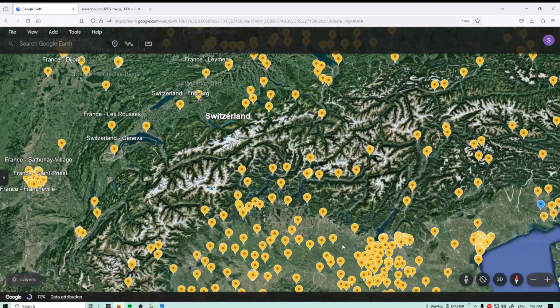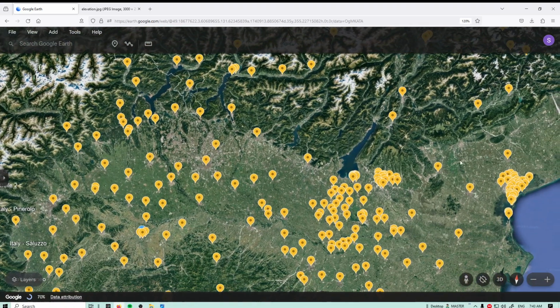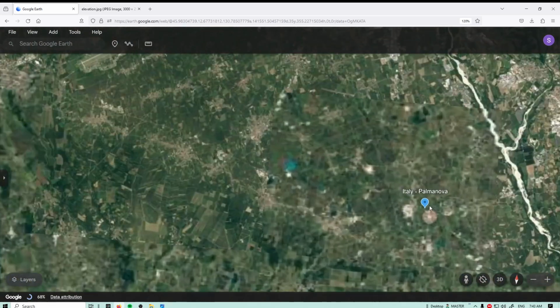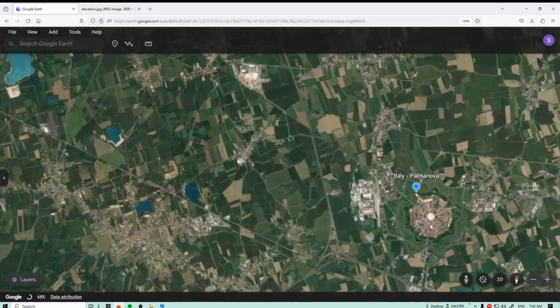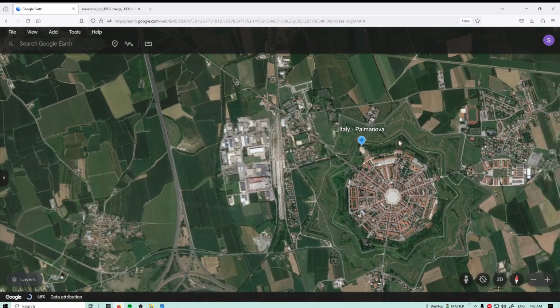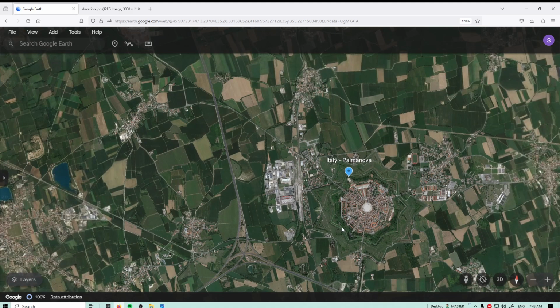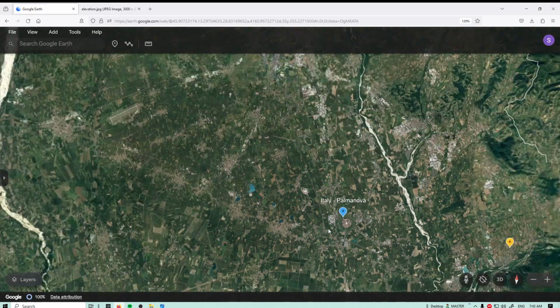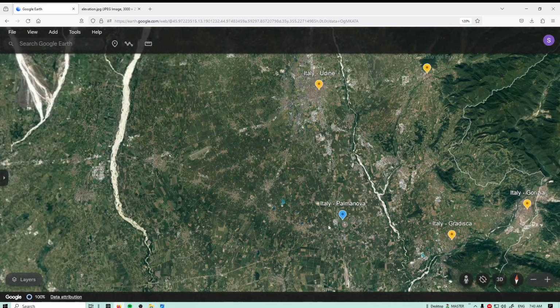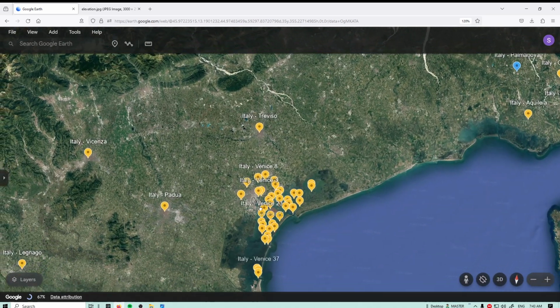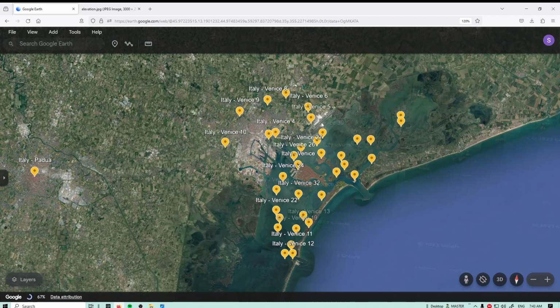Okay, and if you go to Italy, you have places like this, right? And Mantova, which is very beautiful. You can see multiple rooms. And you've got Rome, and you've got Venice. It has a lot of stuff going around Venice.